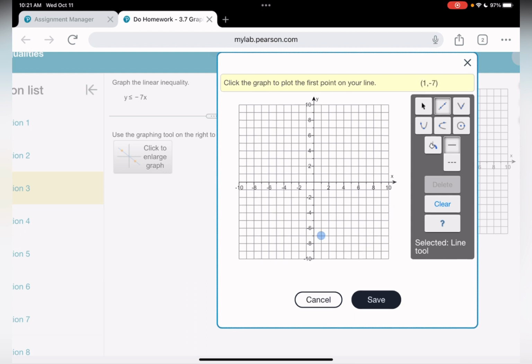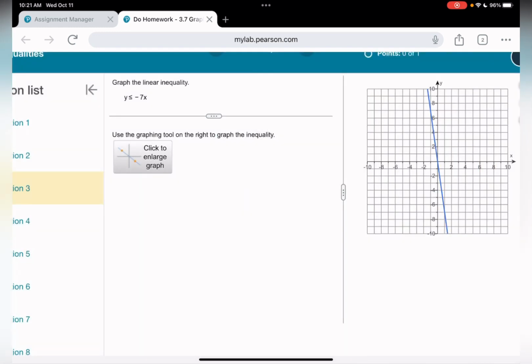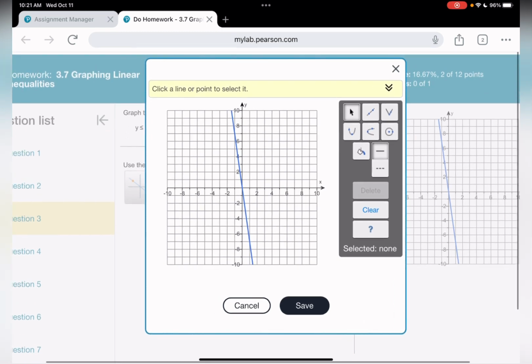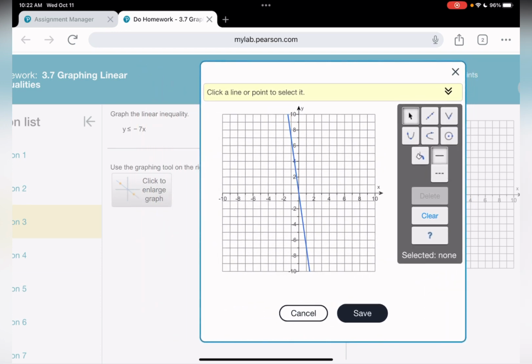Here we go. Positive 1 and negative 7. And the other point is going to be 0, 0. Once I click the second point, it will draw the line itself. I'm clicking 0, 0. There we go. See, it drew the line itself. Now we need to shade it because we have an inequality. In the case of an inequality, we have an entire area. We don't have one point as an answer, just like in the case of an equation. So it's going to be either to the right or to the left. I'm taking the right this time.